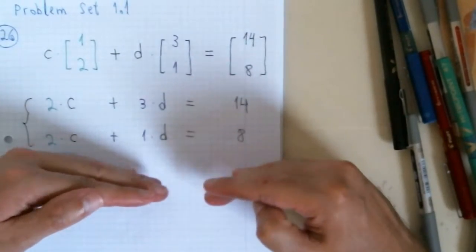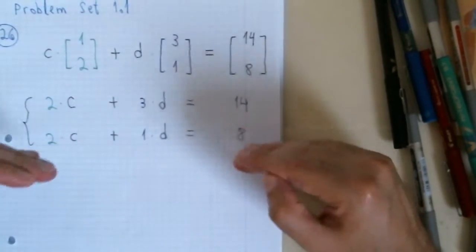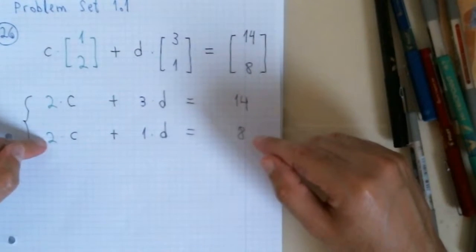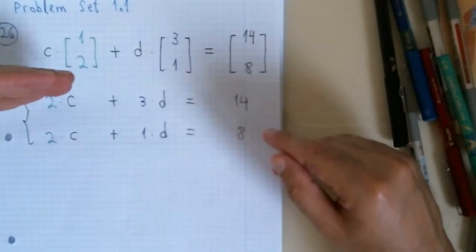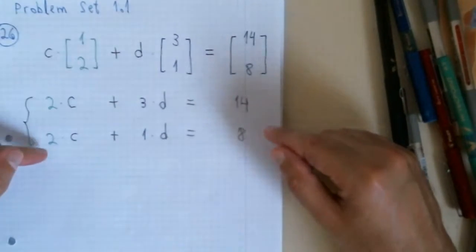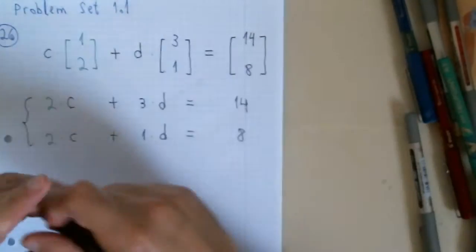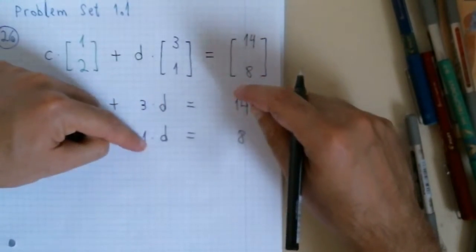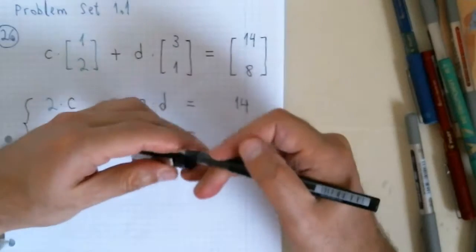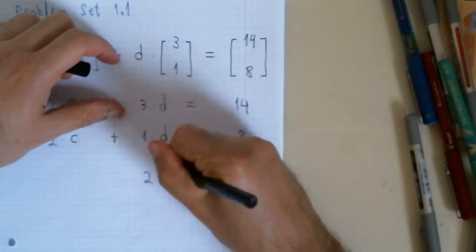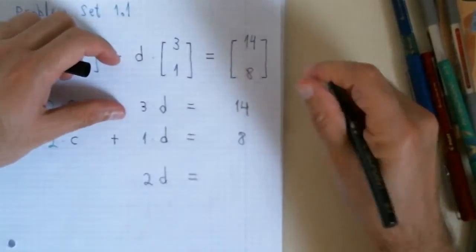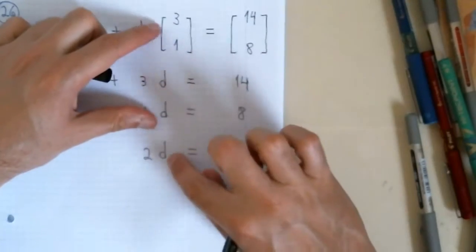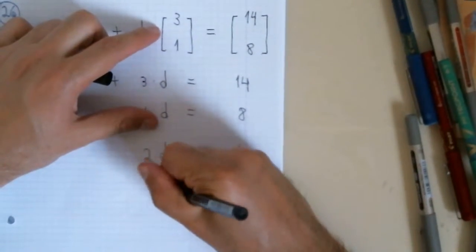Okay, so the same way, if we can add them, we can also subtract them, this minus this. So 2c minus 2c equals 0, so nothing in here. 3d minus 1d equals 2d. I'll write it down in black. 2d equals 14 minus 8, which is 6. So if 2d equals 6, then d equals 3.